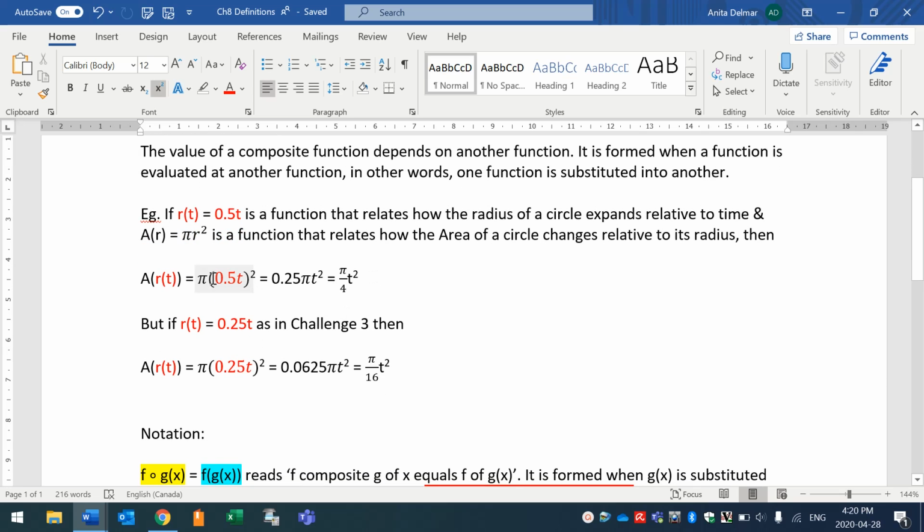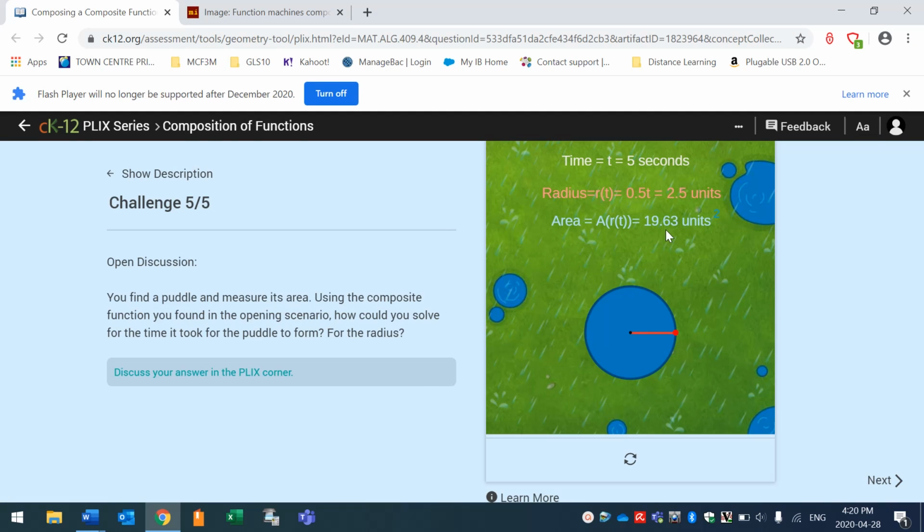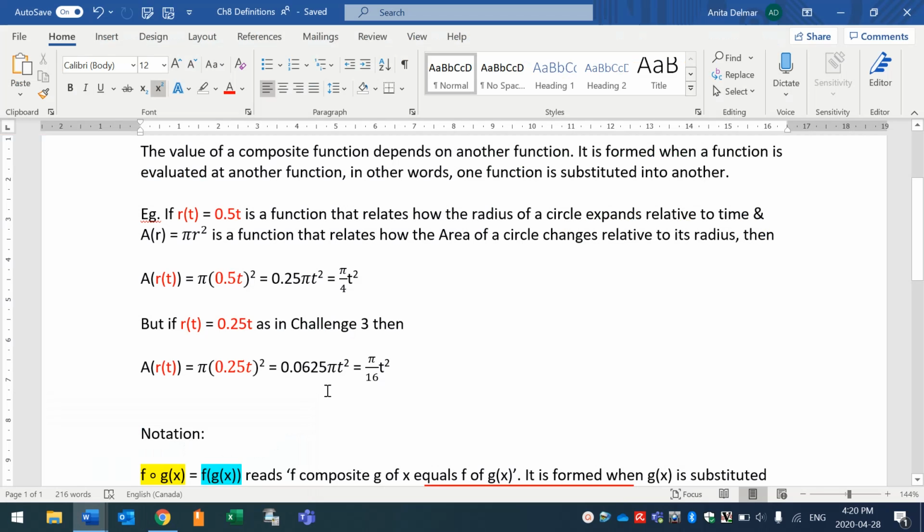And the function that we have is this one here, A of r of t equals pi over 4 t squared. So how could we solve for the time, for example? If we were given the area, so let's look over here. We have an area of 19.63 units. We would simply substitute it in for A of r of t and isolate t, right? And if we wanted to know the radius, we would then have to take that time and put it into the r of t function for t. And then we can solve for the radius at that time.